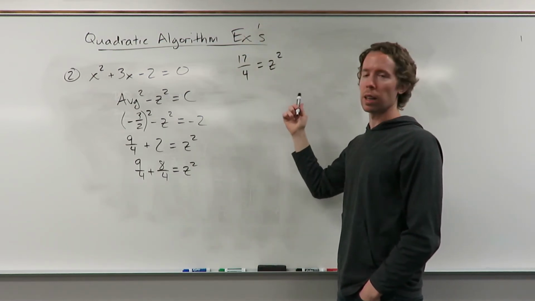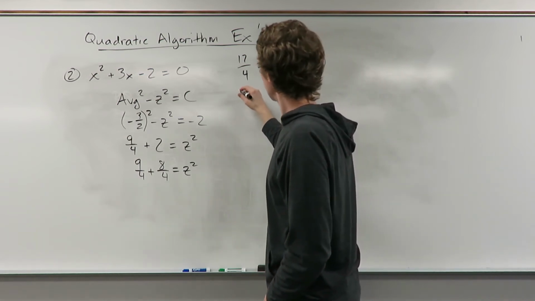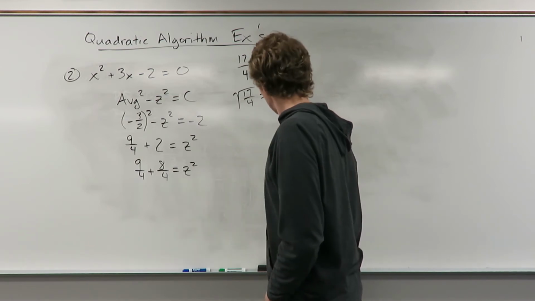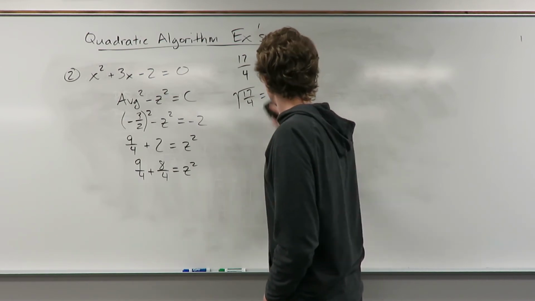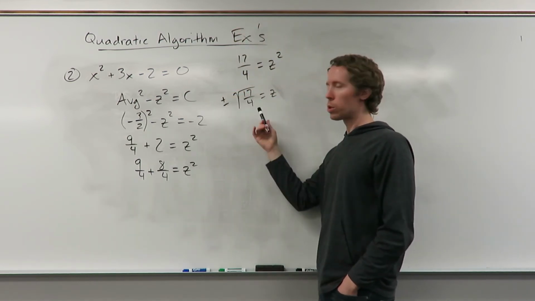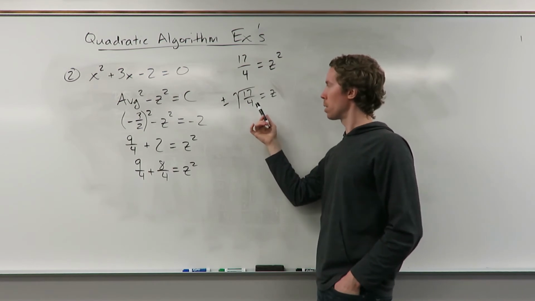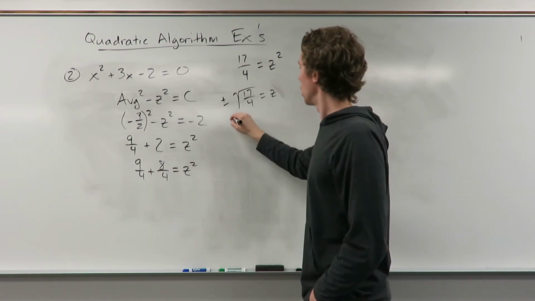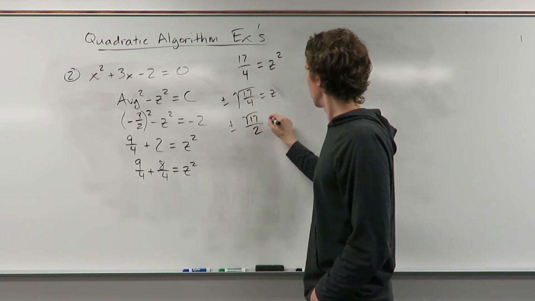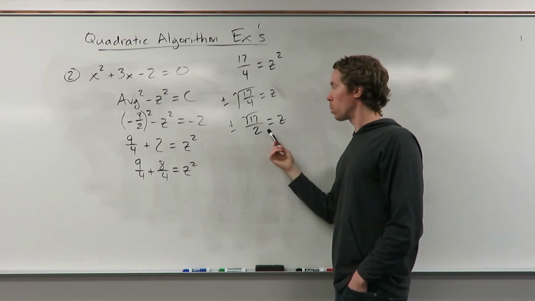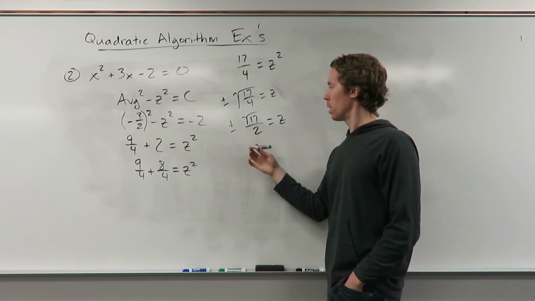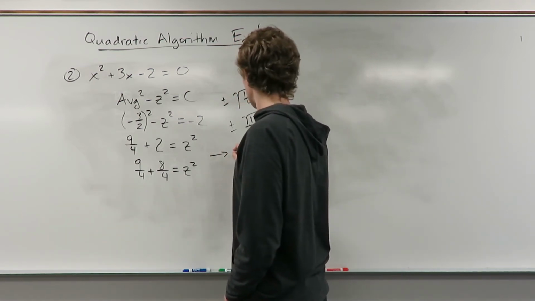Now to solve for z, take the square root of both sides. And when you take the square root of a fraction, you can take the square root of the top over the square root of the bottom. The square root of the bottom is just 2. So this is what z looks like. I really only need to use the positive version of this. But now, this tells me how to get my answers.